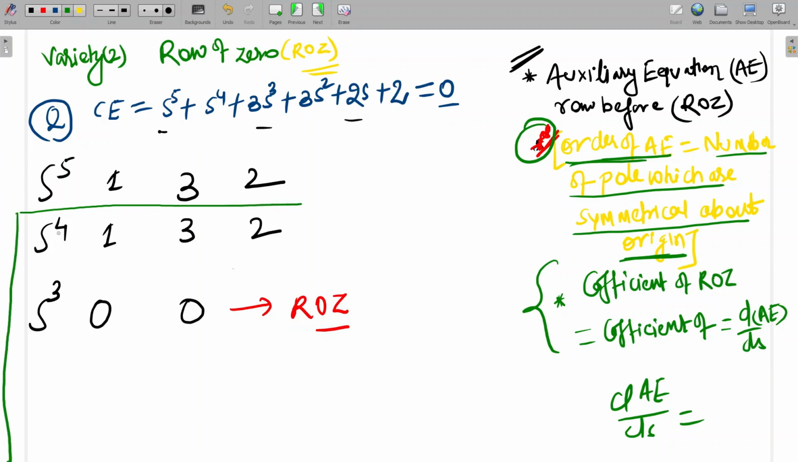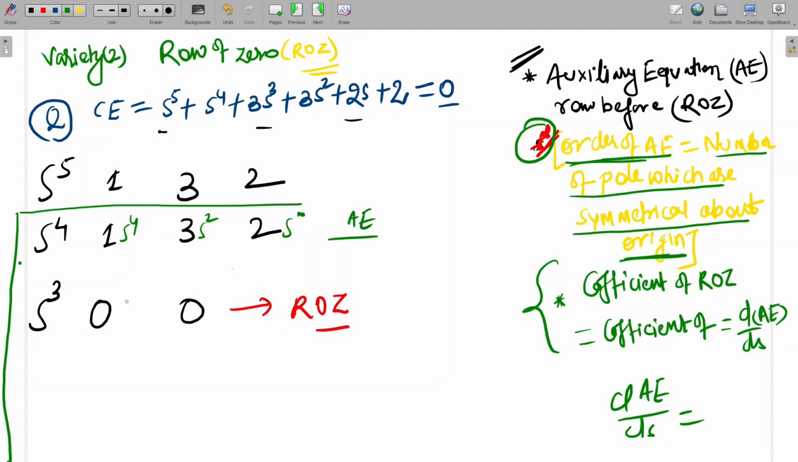The line before this one, the auxiliary equation, is coming. So the order of the auxiliary equation is s to the power 4. So we can write 1s to the power 4 plus 3s to the power 2 plus 2s to the power 0. So if we do d by ds on this auxiliary equation and differentiate it, what will be the coefficients?